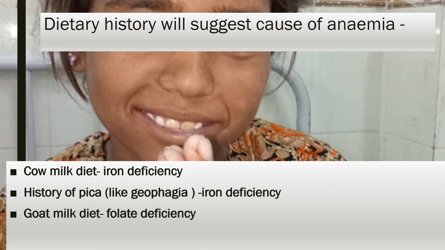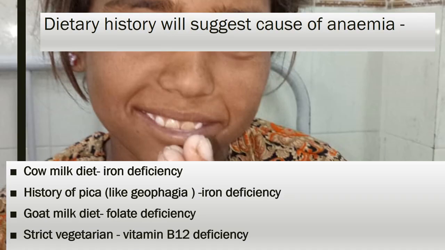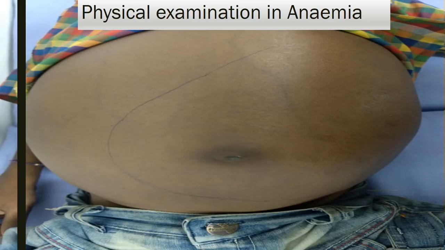And if there is a history of goat milk diet, in this condition folate deficiency will be there, and if you perform the serum folate level then it will be less than 3 nanogram per ml. If the child is on a strict vegetarian diet, no milk product in the diet, then you have to suspect vitamin B12 deficiency. According to physical examination, we can find the cause of anemia.